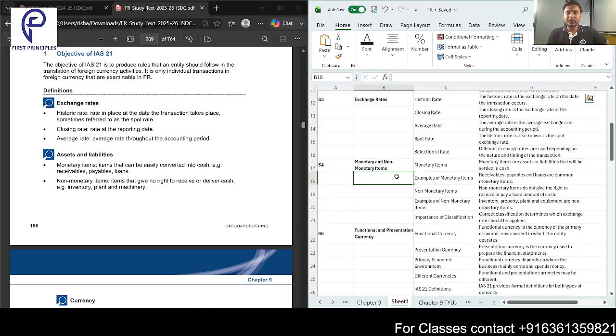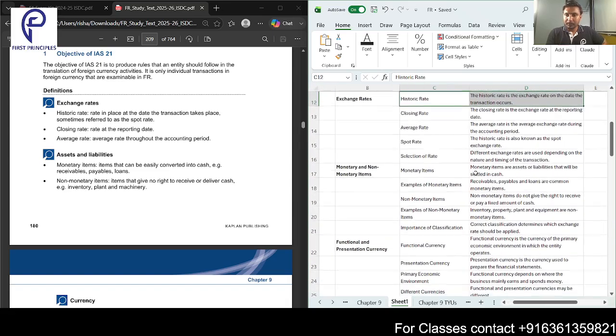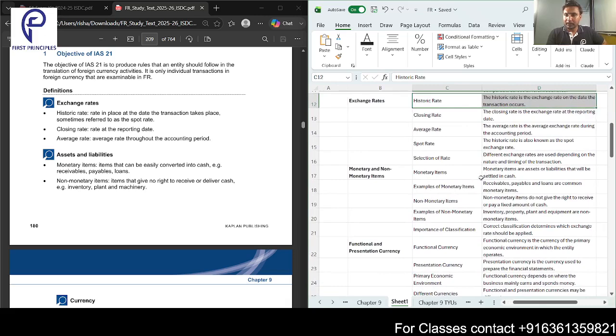Okay, next we'll go into exchange rate. Firstly, we'll look into historic rate. I'll just zoom in a little more. Okay, first we look into historic rate. Let's get an understanding. Historic rate is the rate on the date of the transaction.